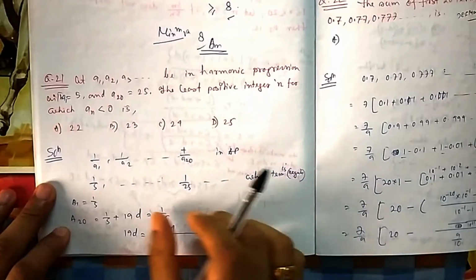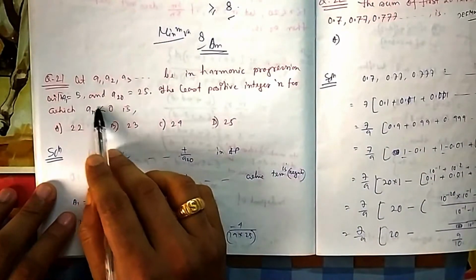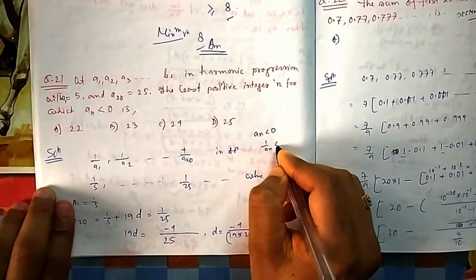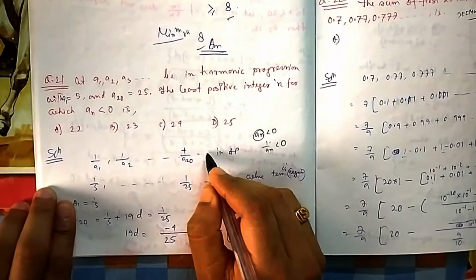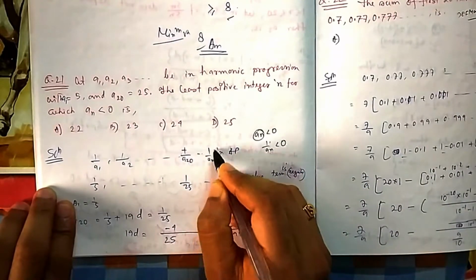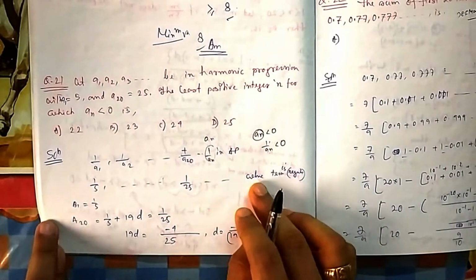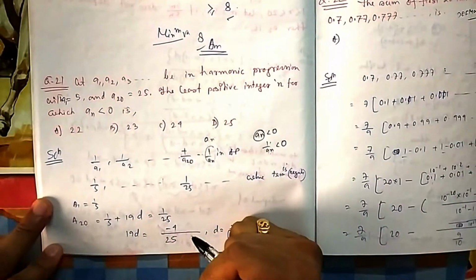So we'll take the formula Tn. Tn should be less than 0, because if An is less than 0, then 1 by An is also less than 0. If An is negative, then the inverse of that will also be negative. So you calculate where 1 by An becomes negative, because that is easy for us. HP we always convert into AP, then we calculate.